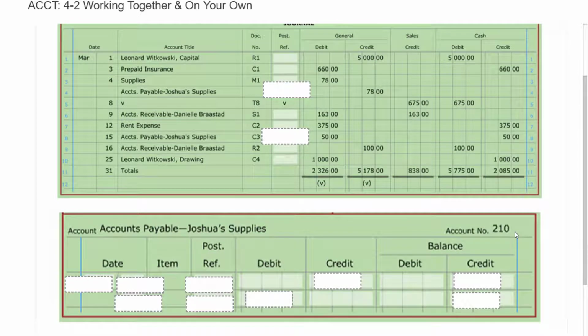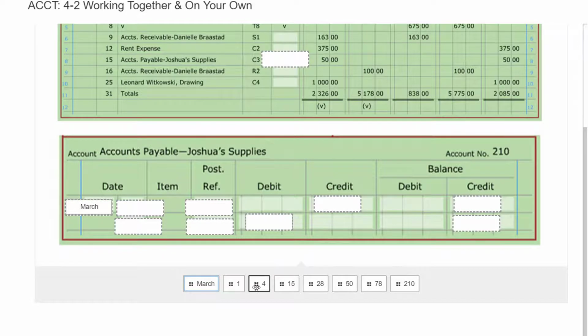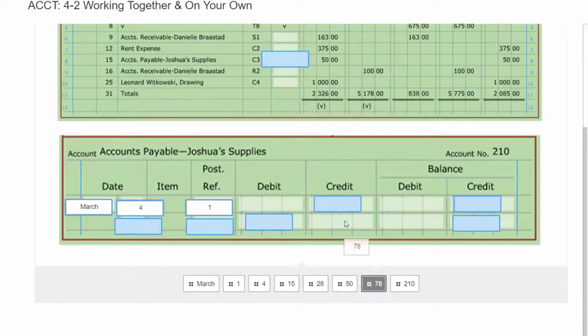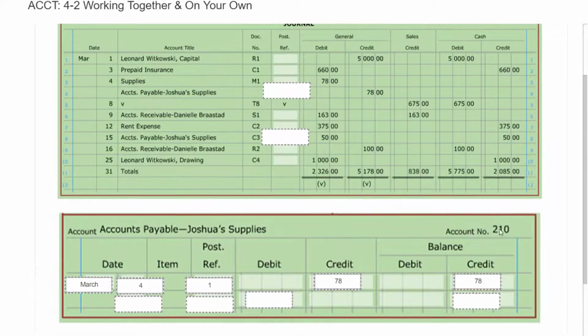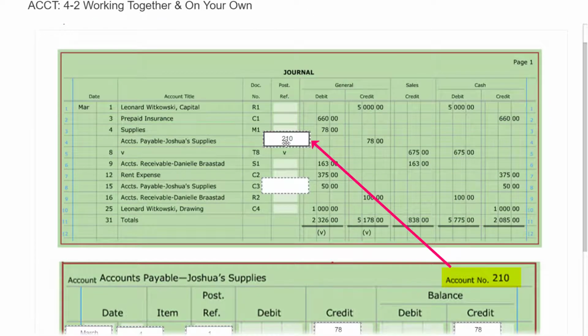I am now up to accounts payable, and I've got one on March 4th and March 15th. They're both coming from page 1 of the journal. So I'm going to drop in March. The first one is on the 4th. It's coming from page 1. If I look at the 4th, this is a credit of $78. So 78. And I have no previous balance, so I just get to add it to 0. So credit of 78 plus 0 is a credit of 78. My next thing I need to do is I'm done posting that, so I'll write that I posted that to ledger 210.